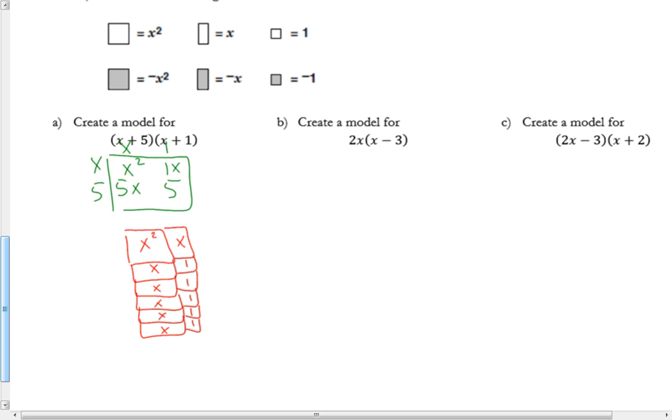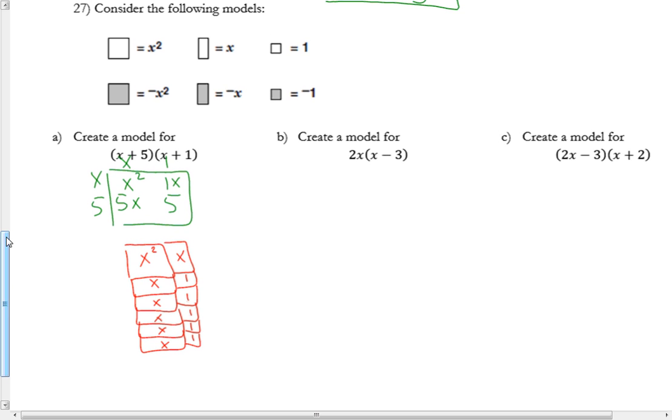So this here in red is our model of our area model. So just taking what we've got up here at the top and using those to visually represent what we did for our model. So you can do the same thing for B and for C. Use your area model first and then represent your answer with the squares.